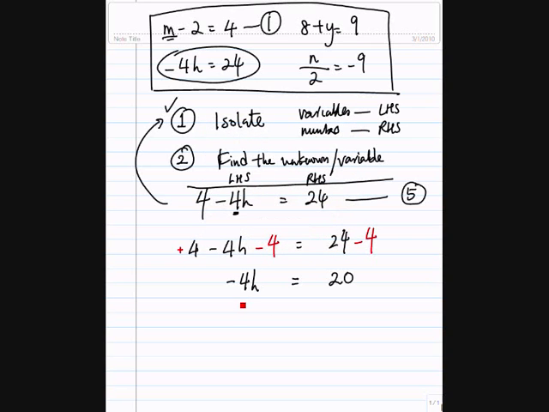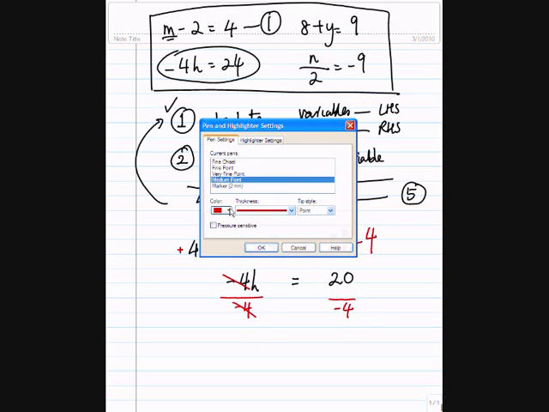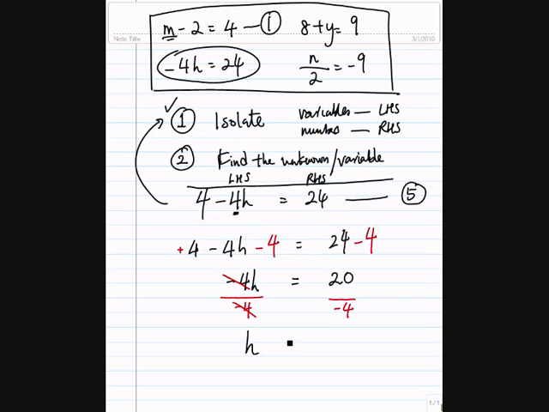To solve for h, we simply need to divide the left hand side by minus 4, because minus 4 and minus 4 give you 1, and 1 times h gives you h. To make the equation balance, I need to divide by minus 4 on the right hand side also. So I would have h equals minus 5.